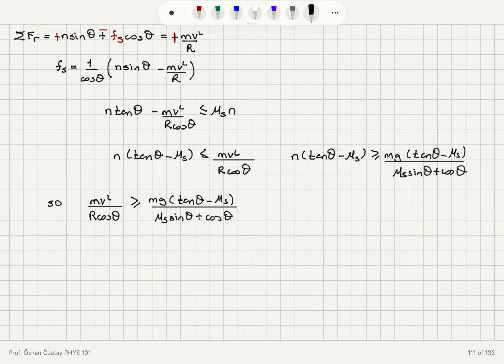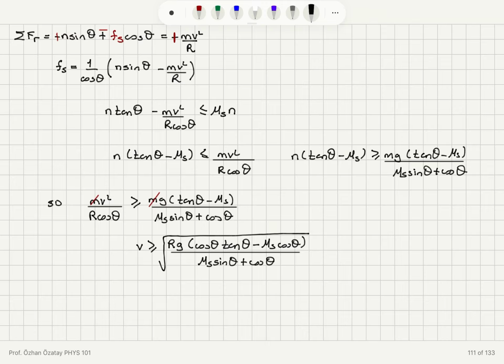So this gives me the following result. Because the masses cancel here, taking the square root of both sides and isolating v, I find that v should be greater or equal to the square root of rg cosine theta times (tangent theta minus mu s) divided by (mu s sine theta plus cosine theta).